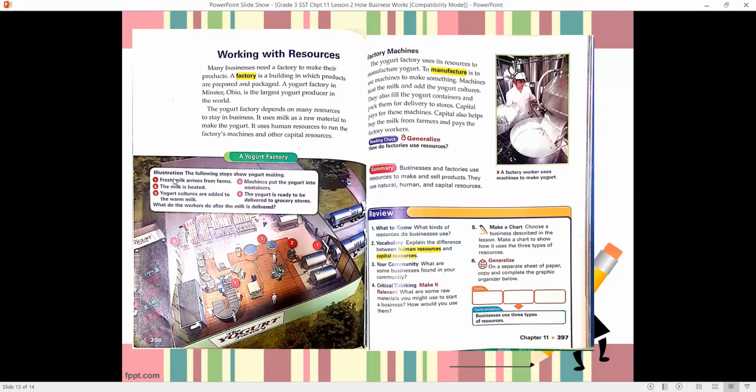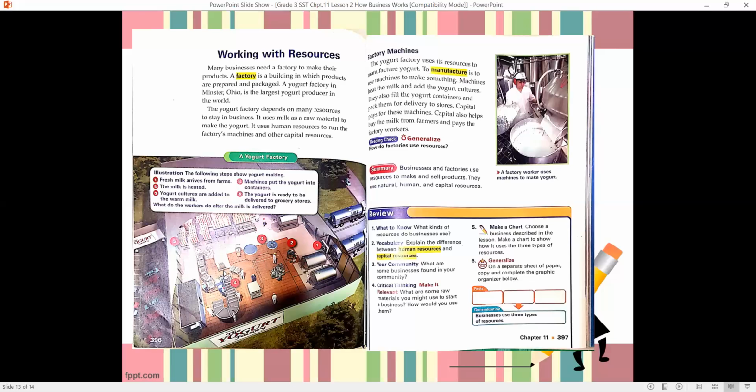And this picture illustration shows the steps of yogurt making. Number one, fresh milk arrives from the farm. Number two, the milk is heated, the milk is made hot. Then the yogurt cultures are added to the milk. What are yogurt cultures? The good bacteria that is put into the milk to make the milk form into yogurt. Then in machine number 4, the machines put the yogurt into the container.